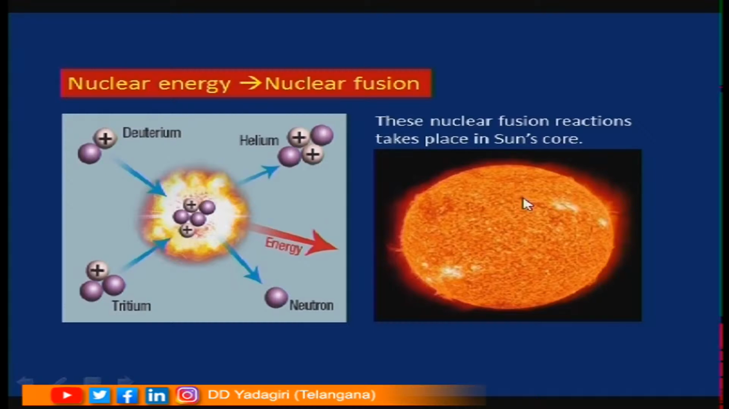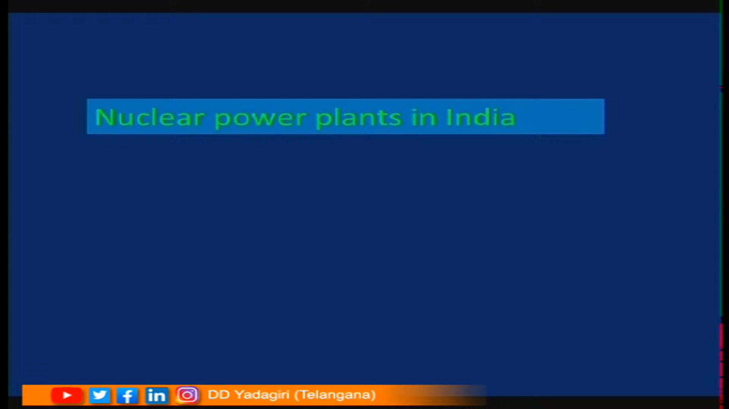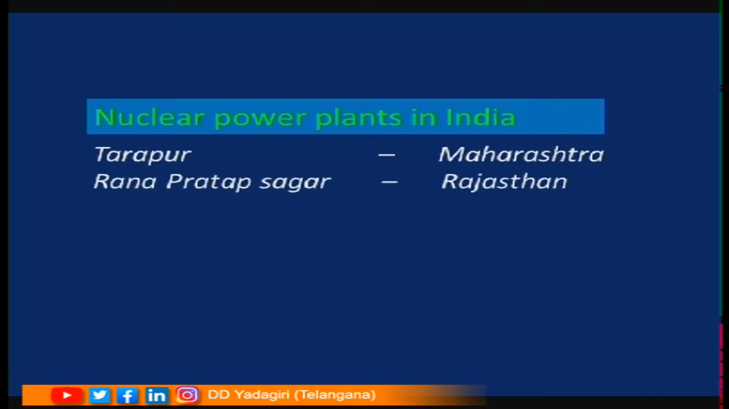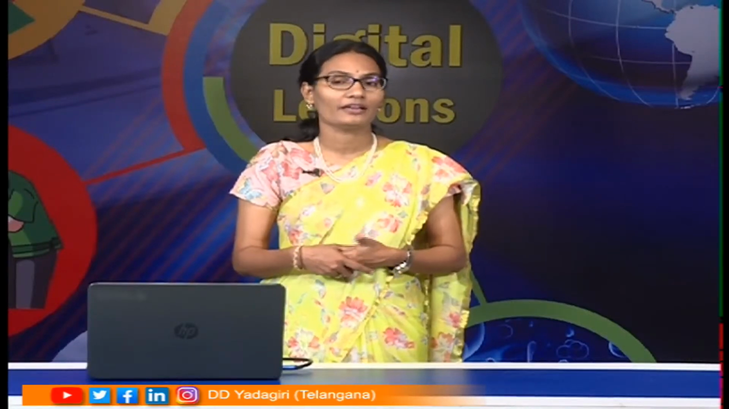That heat energy is utilized to convert the water into steam, and this high pressure steam is used to rotate the turbines, and then electricity is produced. In a nuclear power plant this process is controlled, whereas in nuclear fusion we cannot control the process. It is happening inside the sun's core. Nuclear power plants are in India. There are so many places where nuclear power plants are established, that is in Maharashtra, Tarapur, in Rajasthan, Rana Pratap Sagar, in Tamil Nadu, Kalpakkam, and we can observe these things in daily life, children.